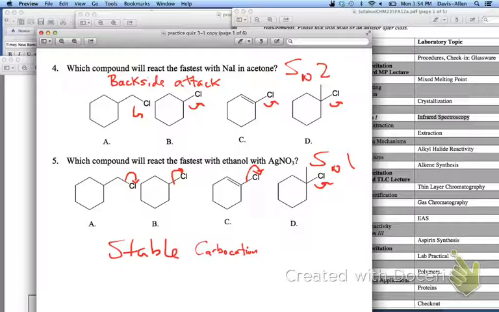So now we can try and go through and answer the question. Which one do you want to deal with first? 4 or 5? 5. Stable carbocation. What kind of carbocation was formed in question or answer A?